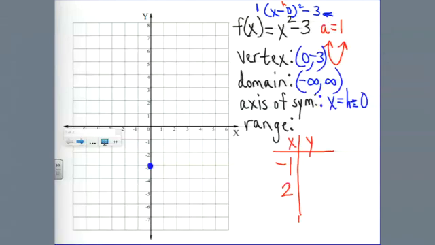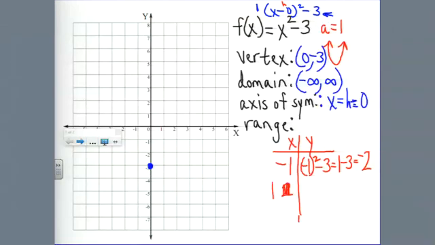Or you could use positive 1. That would be suitable. And we just plug these values in place of x to get the corresponding y values. So when we plug in negative 1 for x, we get negative 1 squared minus 3, which is negative 1 squared is a positive 1. Minus 3 gives us negative 2 for y.